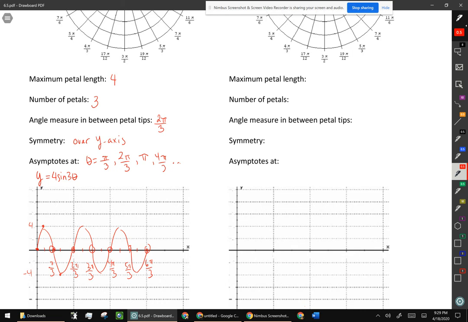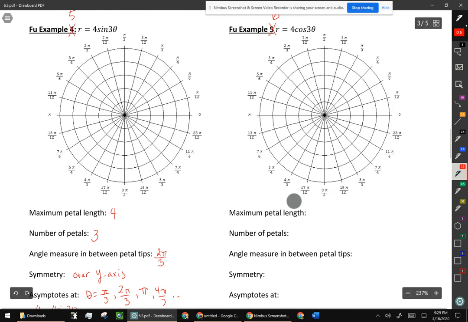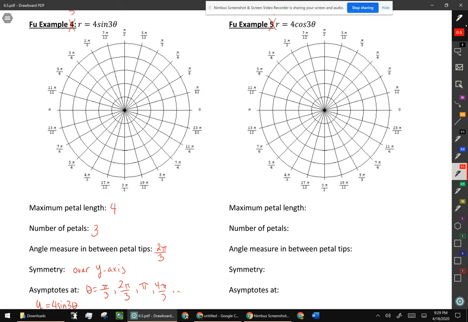So let's go ahead and put those asymptotes in. Pi over 3 going through the origin. 2 pi over 3 going through the origin. Pi. And 4 pi over 3, obviously, that's already marked.